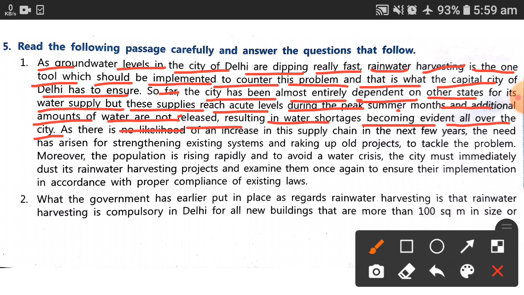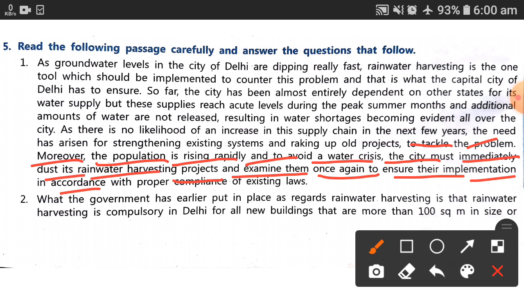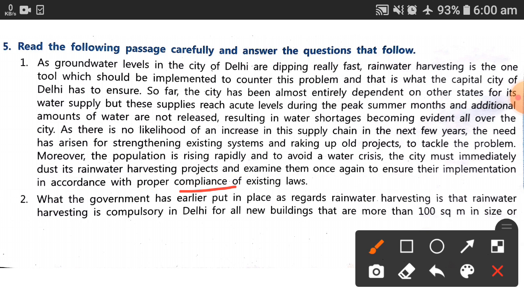As there is no likelihood of an increase in the supply in the next few years, the need has arisen for strengthening existing systems and taking up old projects to tackle the problems. Moreover, the population is rising rapidly, and to avoid a water crisis, the city must immediately dust off its rainwater harvesting projects and examine them once again to ensure their implementation in accordance with the provisions of existing law. This is your paragraph number one.